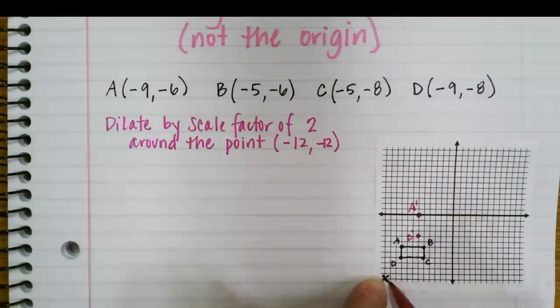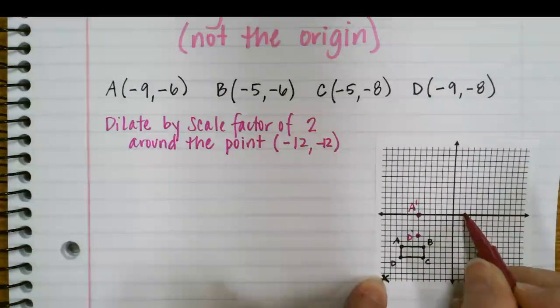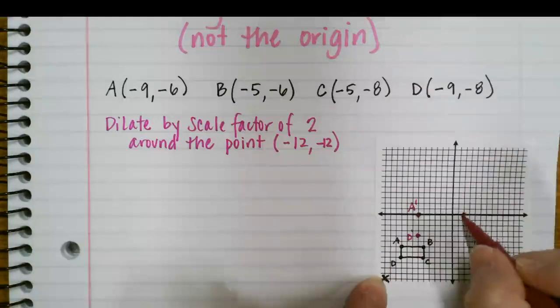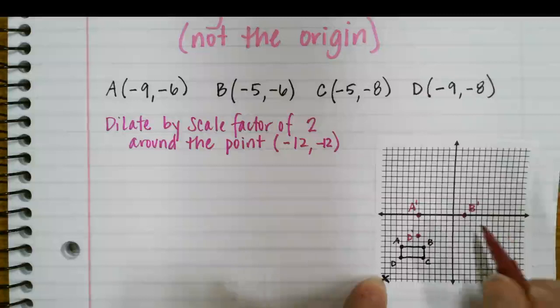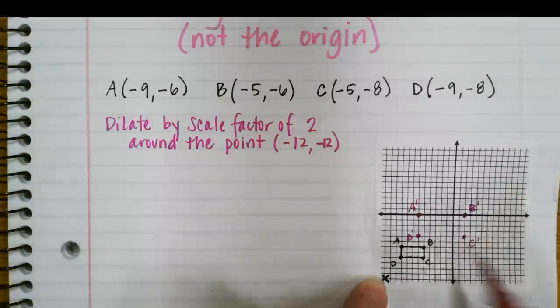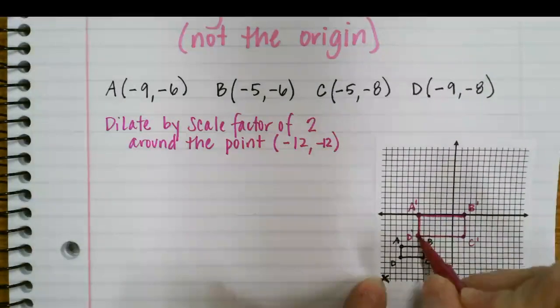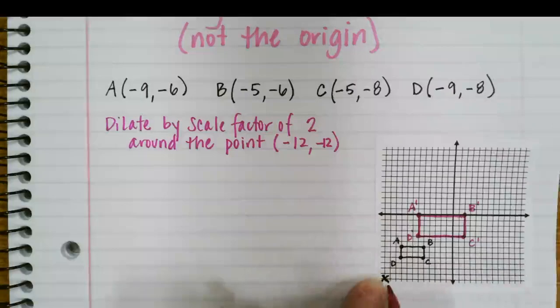All right, point B is going to be 1, 2, 3, 4, 5, 6, 7 over. So I'm going to need to go out 14. So 1, 2, 3, 4, 5, 6, 7. And then instead of going up 6, I need to go up 12. So did I do that right? I lost my space. Let's see. 1, 2, 3, 4, 5, 6, 7. Yes, okay. All right, so here's my B prime. And then I can pretty much tell that C prime should be right there. So I have now dilated this shape by a scale factor of 2 around this point.